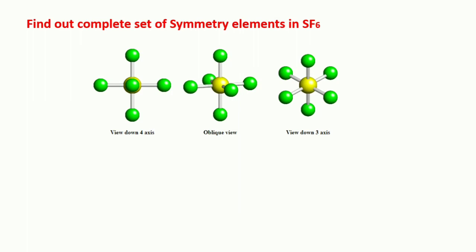For example, this is the SF6. Find out the complete set of symmetry elements in SF6 molecule. So here are the different views of SF6 molecule. You can see this is the view down the C4 axis, oblique view, and view down the C3 axis. So from these 3 axes we can easily understand the exact structure of SF6.